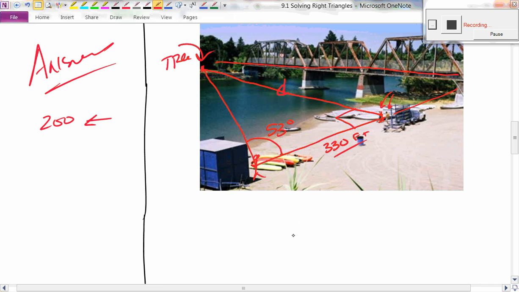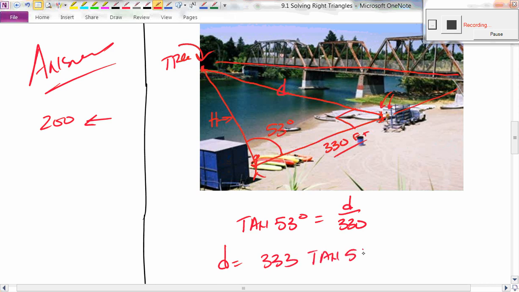Cosine of 53? Cosine would be the adjacent over hypotenuse. This one's the hypotenuse here. I don't know that one. I don't care about that one either. Tangent. So the tangent of 53 degrees would be the distance of that bridge divided by 330. So that distance must be 330 times the tangent of 53 degrees.